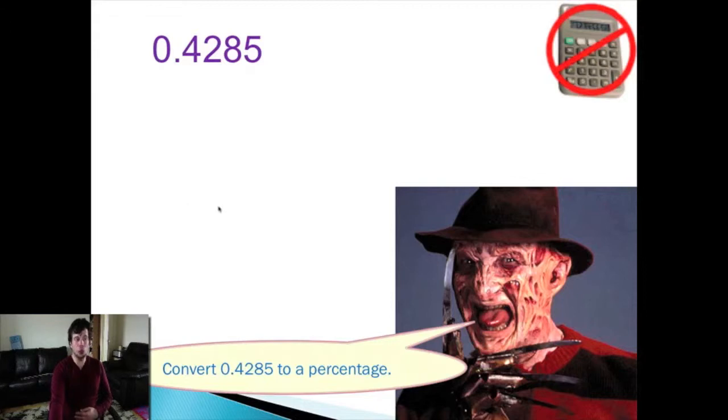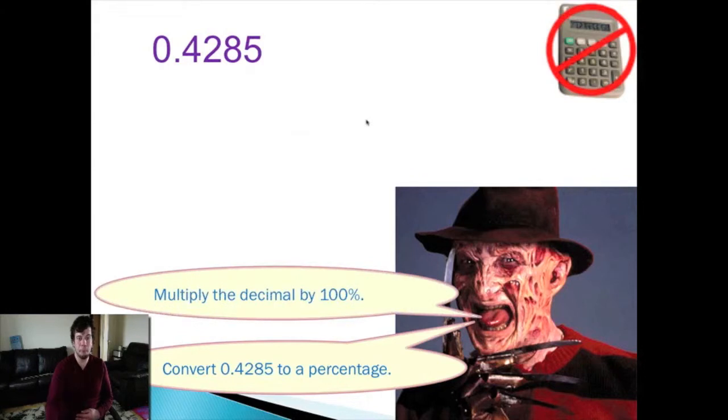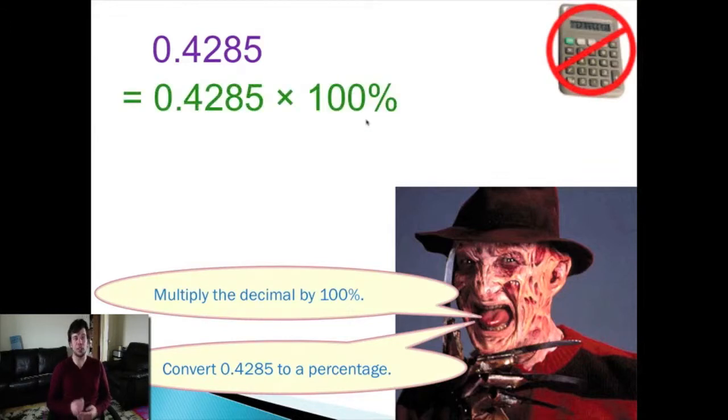Right, I want us to convert 0.4285 to a percentage. We've converted fractions to percentages in the warm-up, but now I want us to convert decimal fractions to percentages. And as you can see, this is a non-calculator exercise. Well, 0.4285 is the amount. Multiply the decimal by 100%. We always have to multiply this amount by 100%. Without a calculator, how on earth can we do that?